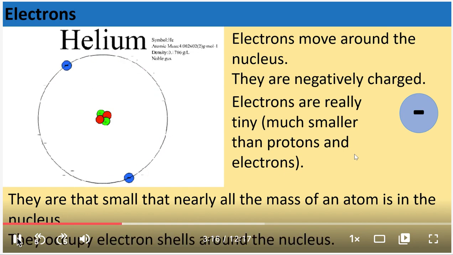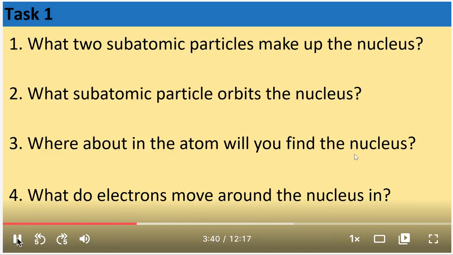Now, you can see from that little animation going around there that the electrons orbit in fixed shells around the nucleus. Obviously helium only has 1 shell, but you need to be aware that there could be up to 4 different shells orbiting around that nucleus.